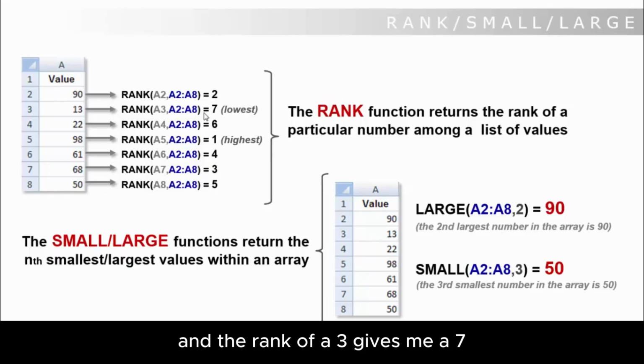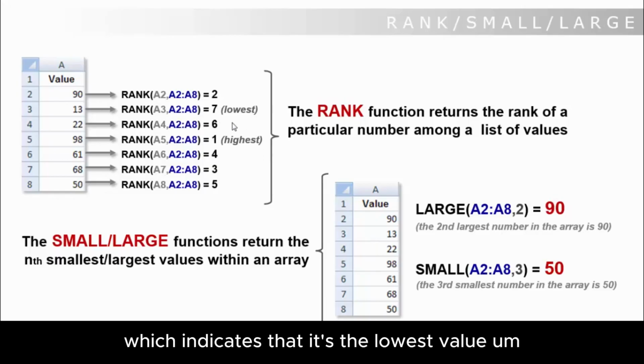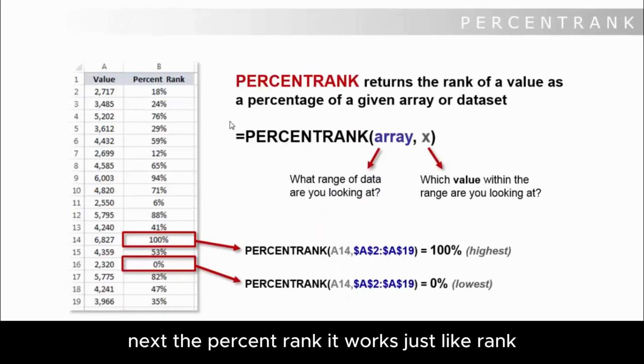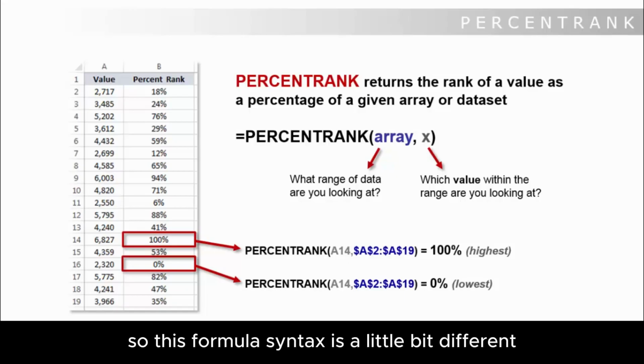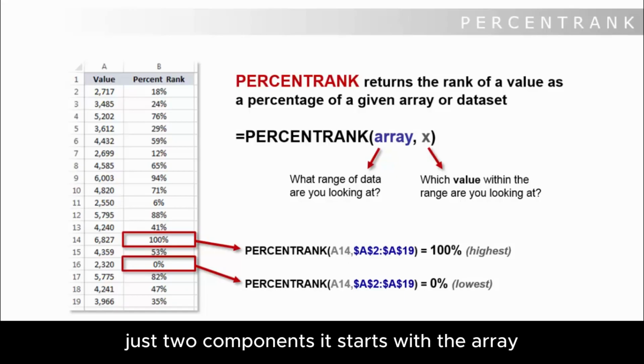And the rank of A3 gives me a 7, which indicates that it's the lowest value. Next, the percent rank. It works just like rank, except it returns the rank of a value as a percentage of a given array or data set. So this formula syntax is a little bit different, but again, pretty simple, just two components.